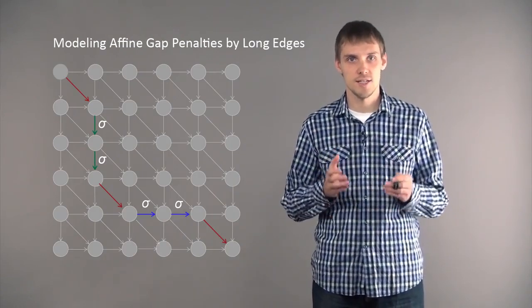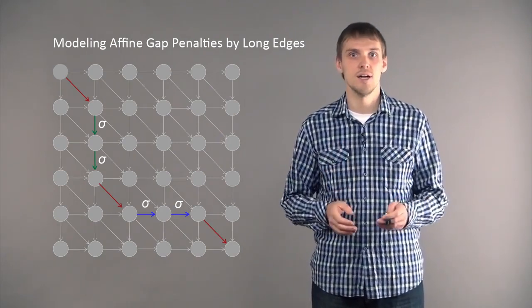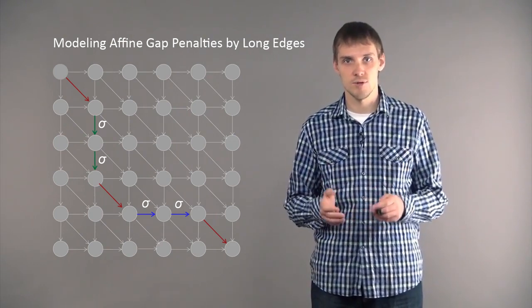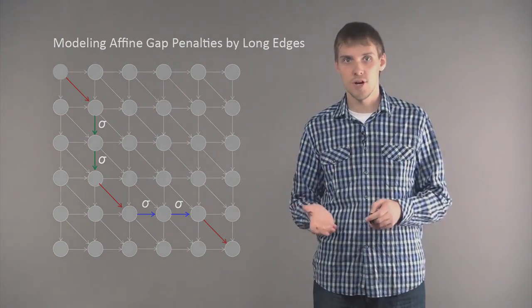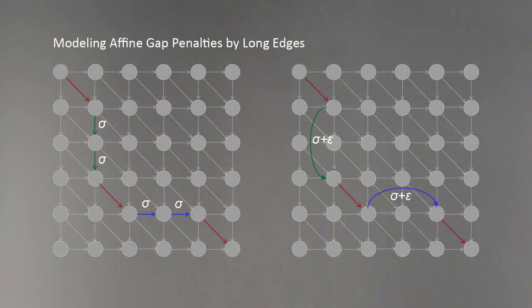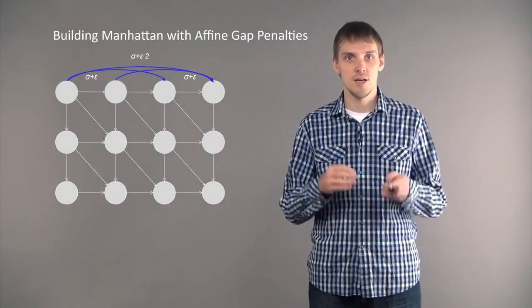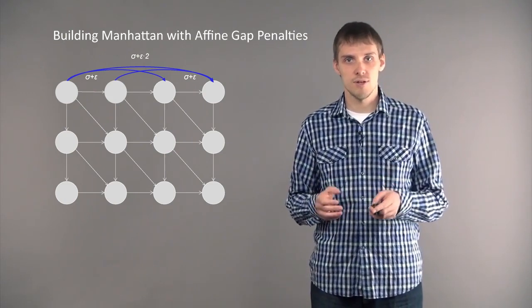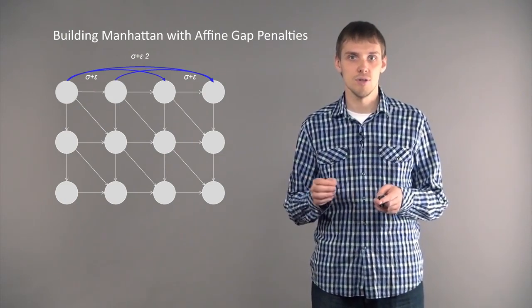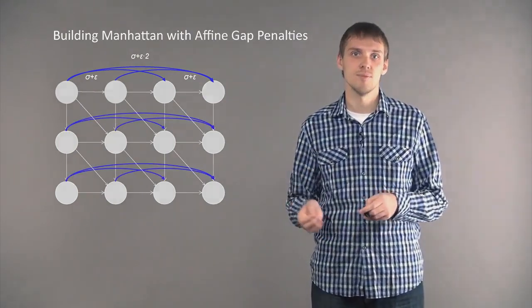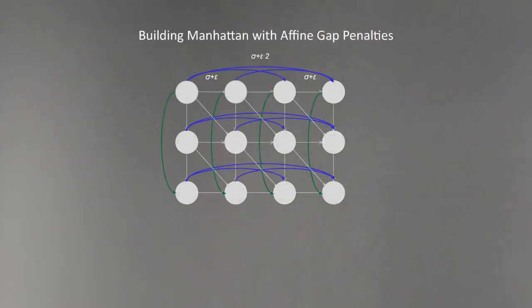Previously, we had single edges with weight sigma to represent insertions and deletions, and these were horizontal and vertical edges in our Manhattan grid. Now we can add more edges. For example, we can add an edge of weight sigma plus epsilon, which will represent a single gap of length 2. And for our Manhattan grid, we actually need to add a lot of these edges. So we need to add separate edges for all gaps of length 2, edges for all gaps of length 3, and more, and we will need to add them vertically and horizontally.